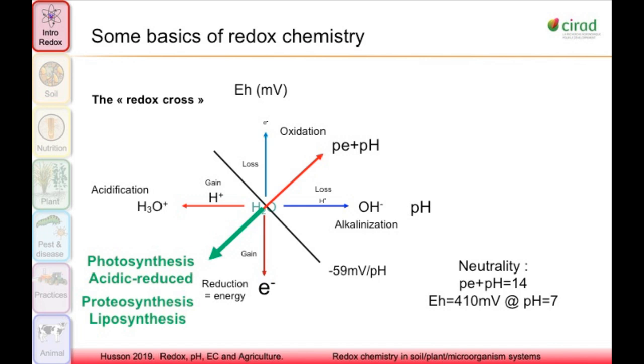I cannot make redox chemistry more simple, and I'm already at the edge. The last thing you need to know: pE plus pH equal to 14 would be the neutrality. The electric neutrality is at EH 410 millivolts at pH 7, and this is pE plus pH 14. So the line like this, pE plus pH 14, will be the electric neutrality. That's it. I think everybody can follow.